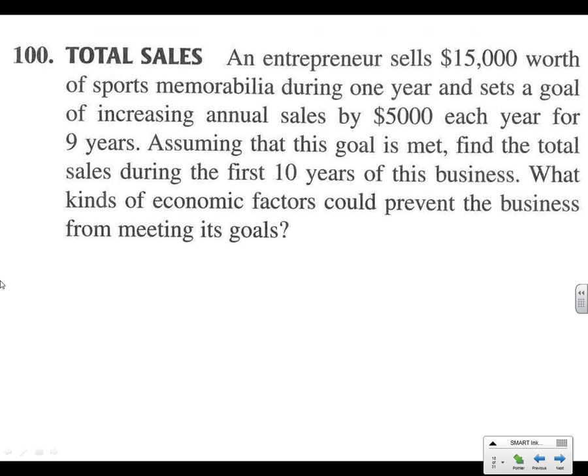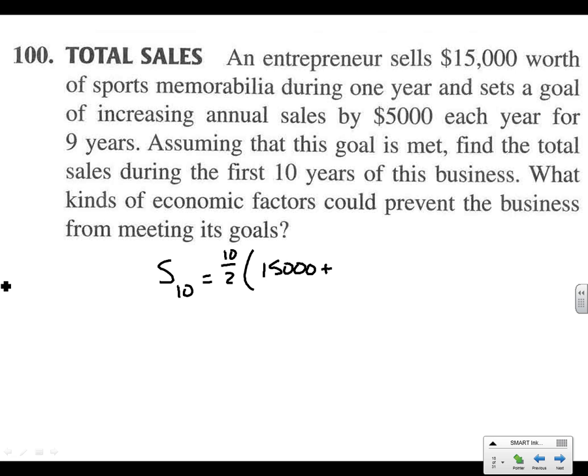All right, 100. We sell $15,000 worth of sports memorabilia during a year and set a goal of increasing annual sales by $5,000 each year for 9 years. Assuming we meet our goal, find the total sales during the first 10 years of business, and then we'll talk about what kind of economic factors could prevent this business from meeting its goals. So the sum for 10 years, because we're going to start and then increase for 9 more years, is going to be 10 over 2. First year is 15,000 plus the amount in the 10th year.